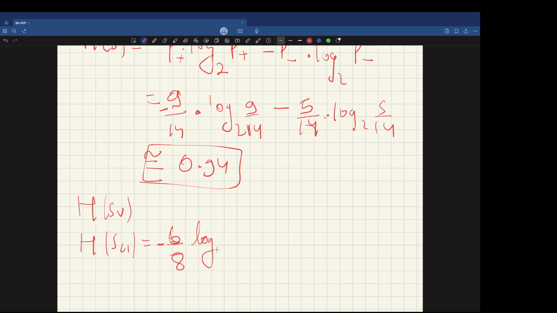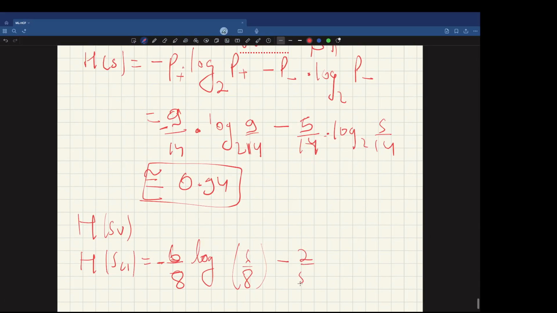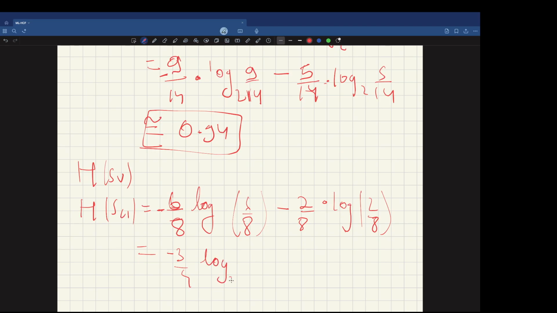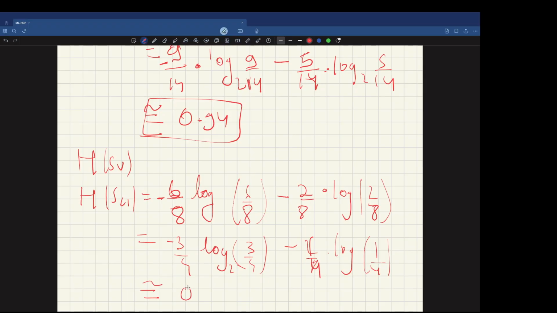Right, put log, and in that 6 by 8, minus 6 by 8 is there, and what is next? 2 by 8, that is negative 2 by 8 log 2 by 8. If you do simplification, minus 6 by 8 is nothing but 3 by 4: minus 3 by 4 log of base 2, 3 by 4, minus 2 by 8 into log of base 2, that is 2 by 8 is 1 by 4, log of 1 by 4. If you solve this, the value will come to nearby 0.8.